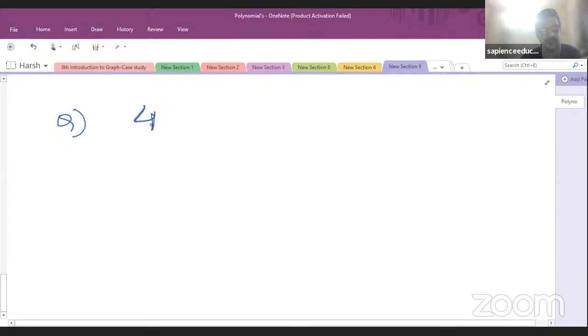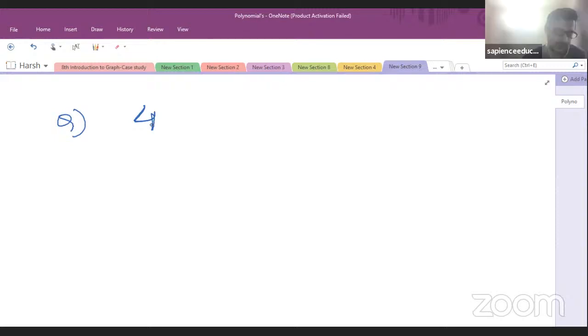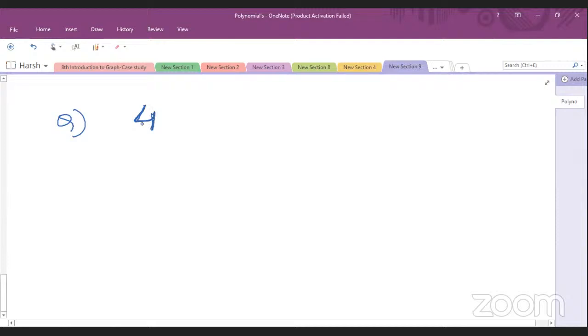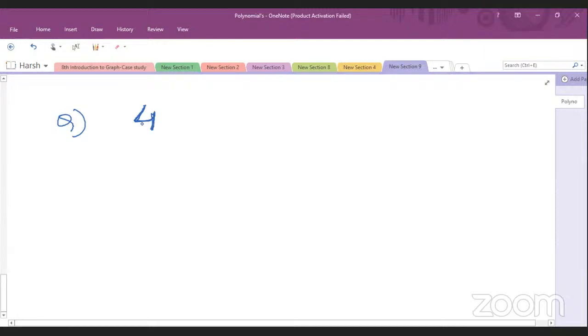But in the condition it is given that the variable power should be a whole number. Yes, sir. It's not a polynomial. A variable power should be non-negative. So you're telling 4 is not a polynomial. Yes, sir. Okay. Ratna, do you have any other answer? I know, sir, it's not a polynomial.